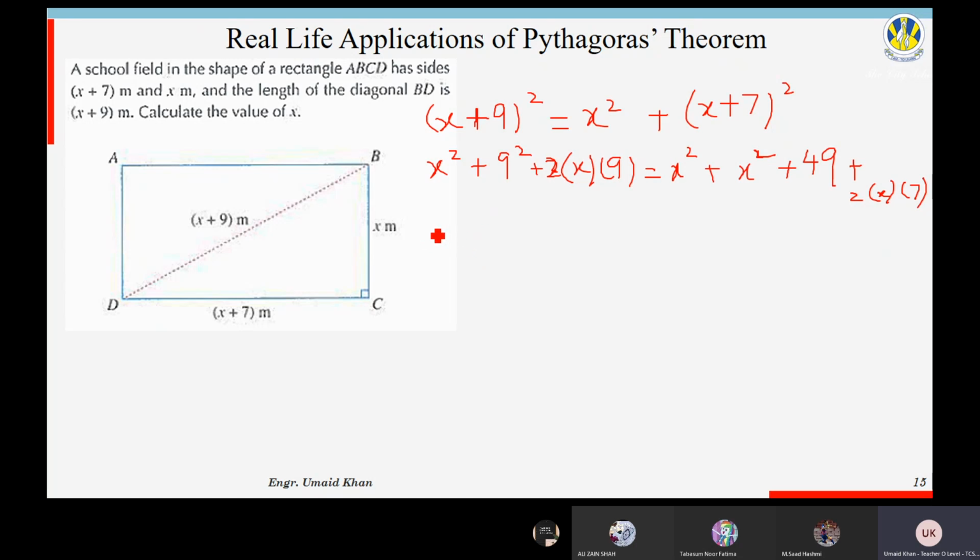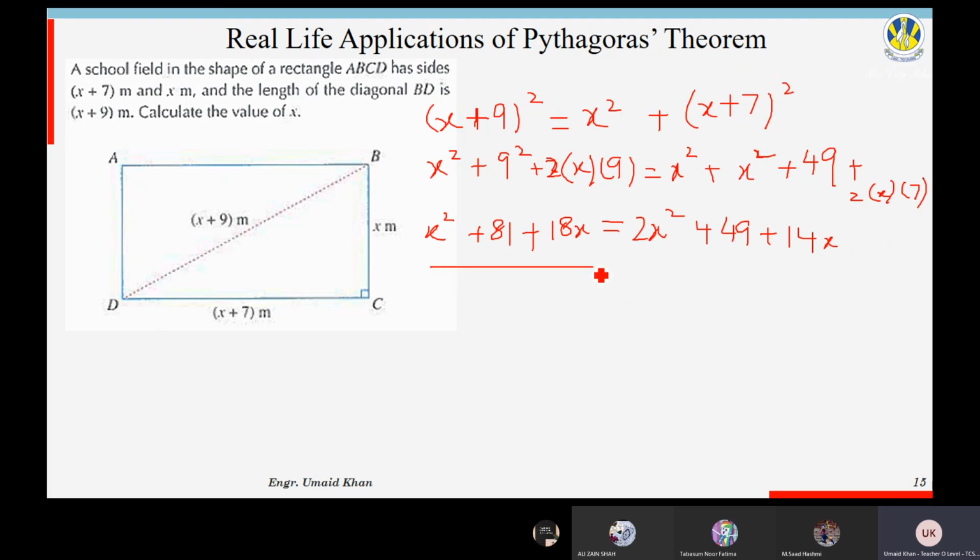Okay, so now simplify it further. x square will remain x square plus 9 square is 81 plus what is 2 into x into 9? It is 18x. Then what is x square plus x square? It is 2x square, plus 49 will remain as it is. And what is 2 into x into 7? It will be 14x.